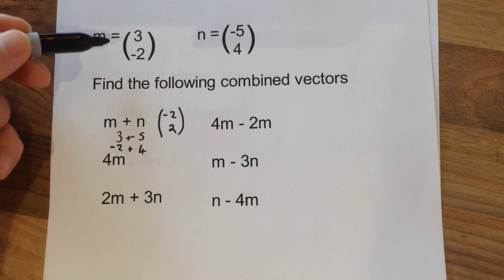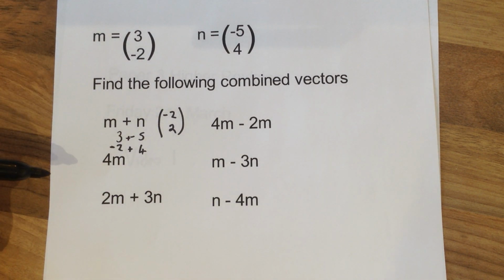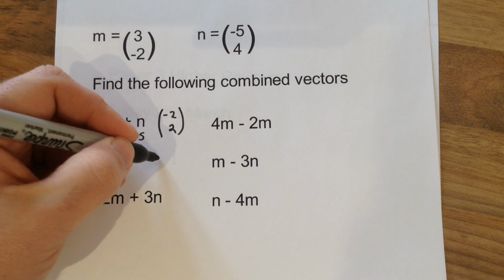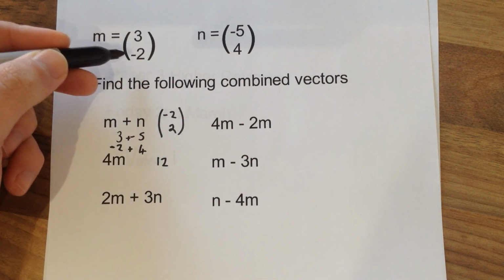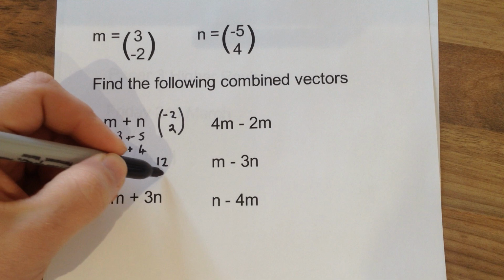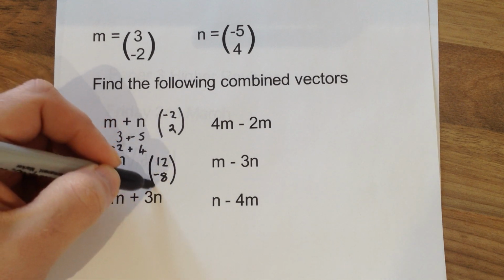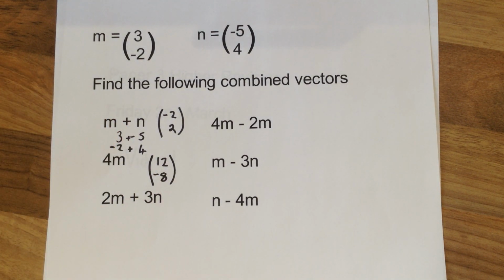4m would simply mean 4 lots of the vector m. So 4 times 3 is 12. 4 times minus 2 is minus 8. So that would be the vector for 4m.